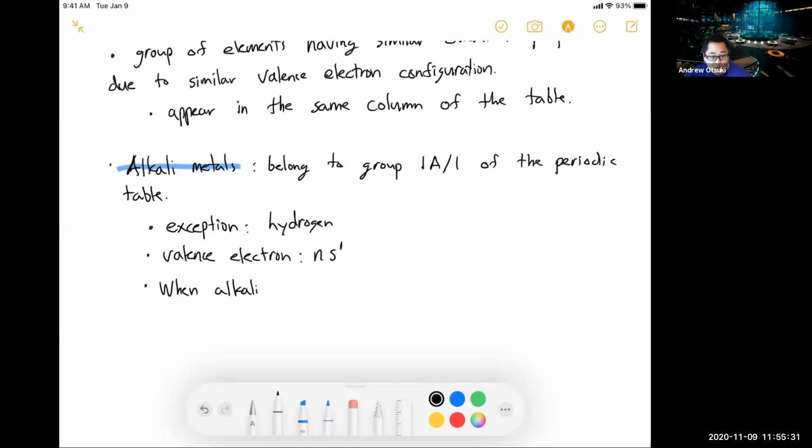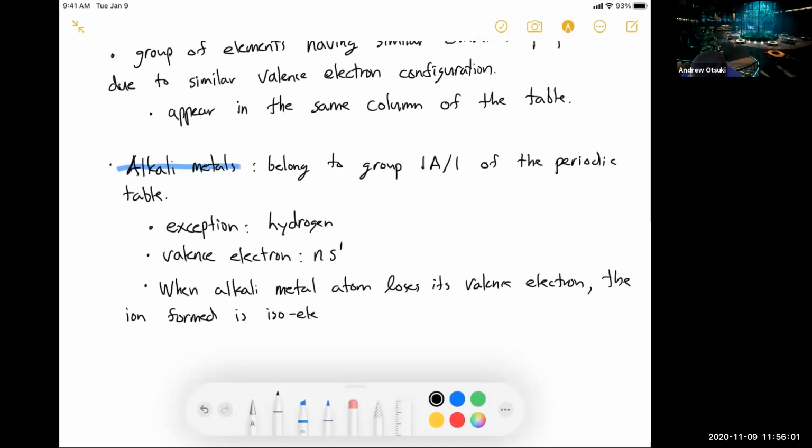So when an alkali metal atom loses its valence electron, the ion formed is isoelectronic with a noble gas atom.